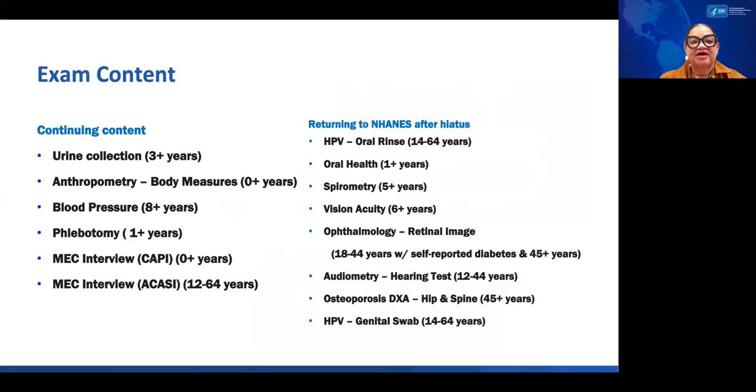And so this is some of the exam content over and beyond the oral health content. Their continuing content is urine collection, blood pressure, phlebotomy, the interview, and then returning to NHANES. Obviously, oral health is here, and that is from 1 year and older. They have vision, audiometry, then the osteoporosis, DEXA, and then HPV. You can see here on the side many more as well. Next slide.